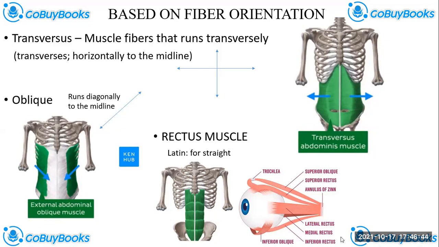Yeah, I said I was going to use this picture too to explain the muscles of the eye. You can see rectus. These are the rectus muscles. You can see they are straight. They are straight in nature. Their fibers are straight. But the ones that are labeled oblique are coming like this, diagonal. They run diagonally to the midline. See them? Instead of straight like this, they are coming like this.